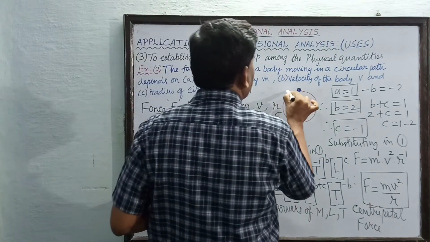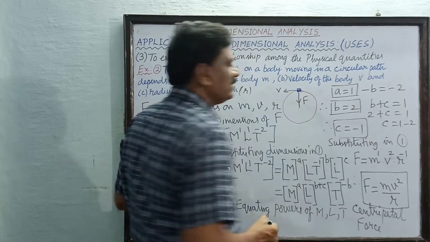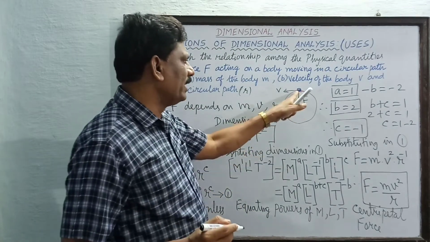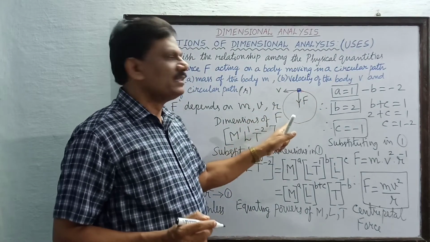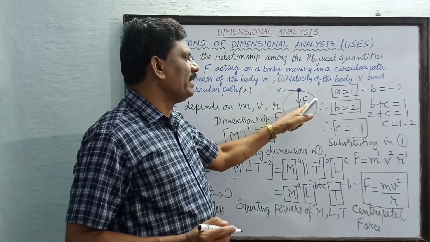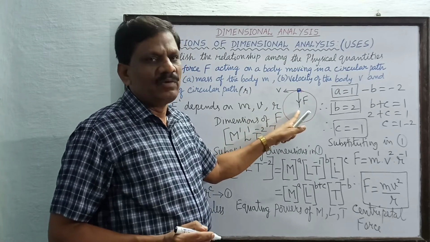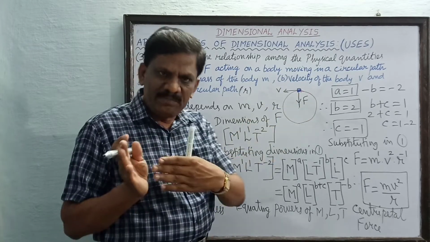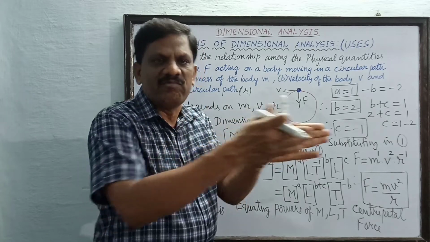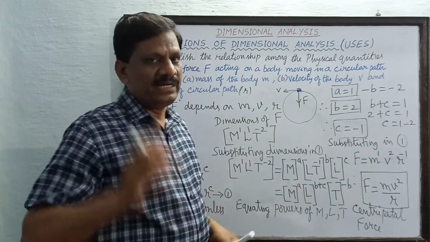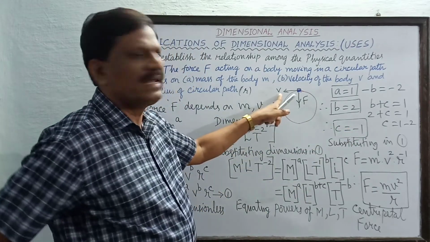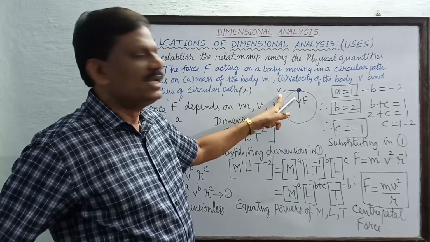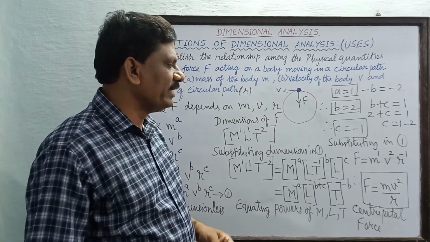This will always be perpendicular to the direction of the velocity at any point. So at any point along its path, the centripetal force will be acting towards the center, along the radius. Centripetal means center-seeking force, towards the center, and it is always perpendicular to the direction of the velocity, and its expression is F is equal to mv square by r.